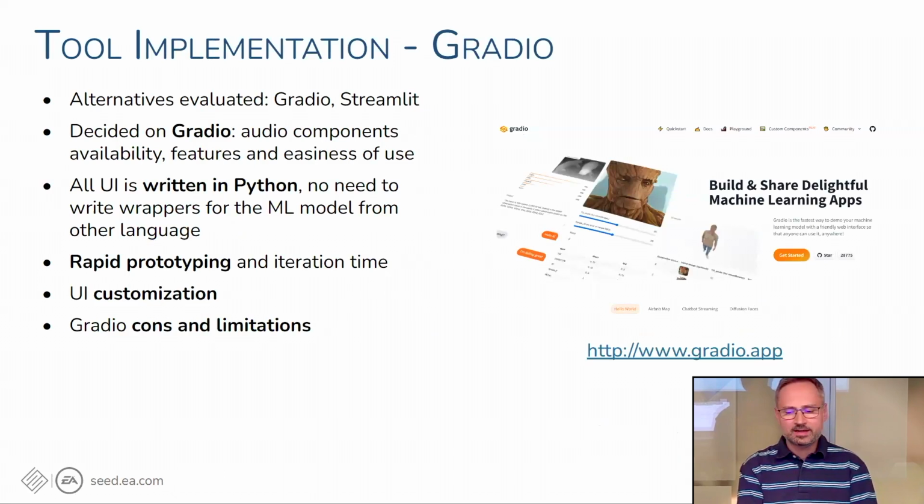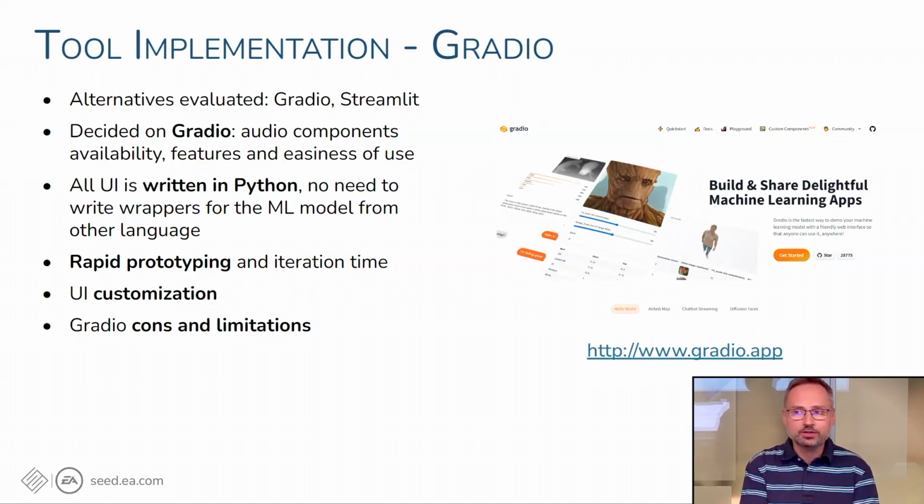Thank you, Mónica. We evaluated different framework alternatives and narrowed it down to a couple of them, which are Gradio and Streamlit. We decided to use Gradio for several reasons, amongst them the availability of audio components, like the audio player, the features of the framework, and the ease of use. With Gradio, we were able to write all of the UI in Python, so there was no need to write any wrappers for the ML model from other programming languages, which saved us time. We were also able to do rapid prototyping and customize some parts of the UI.